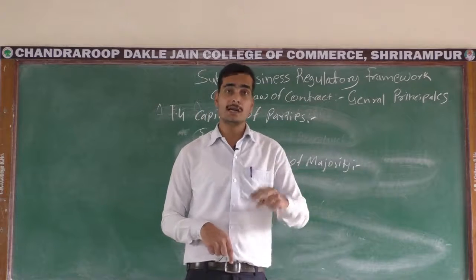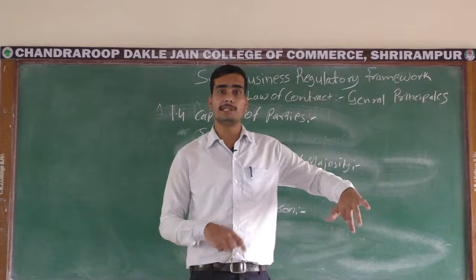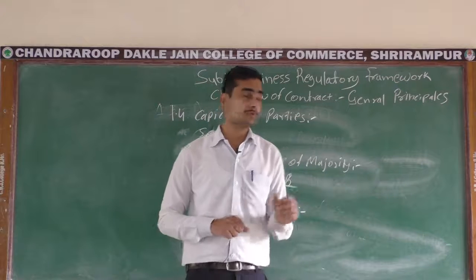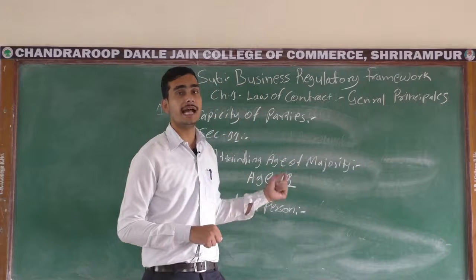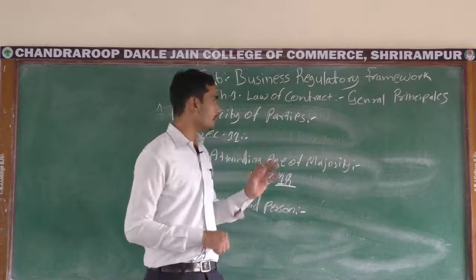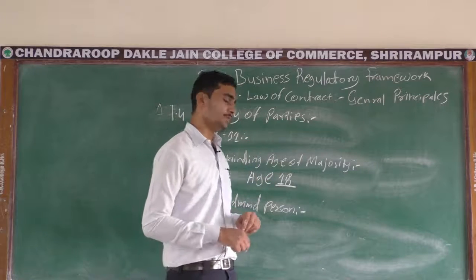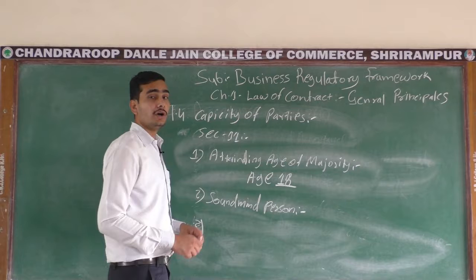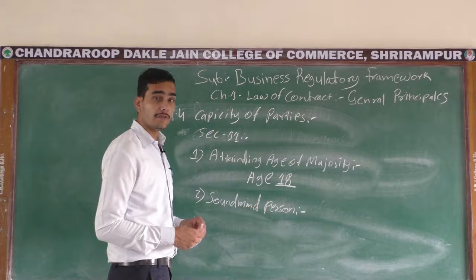So, excluding all these unsound mind persons, the remaining persons become sound mind persons who have completed the age of 18, and such a person can make a contract under the Indian Contract Act 1872. Then the third point is the disqualification, or the person qualified by law.